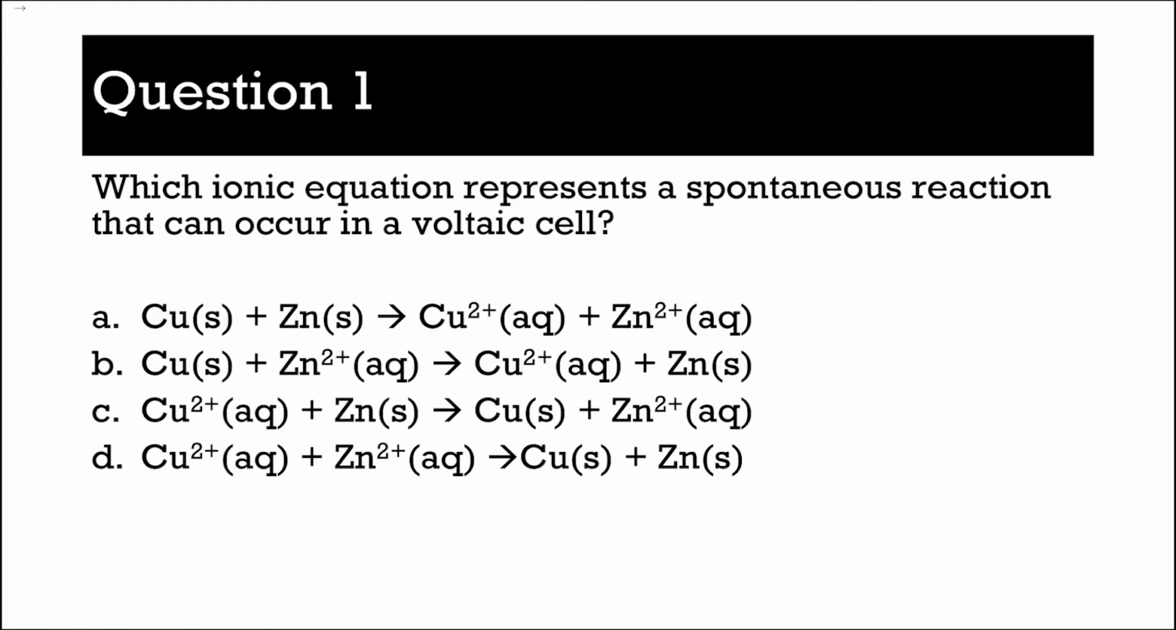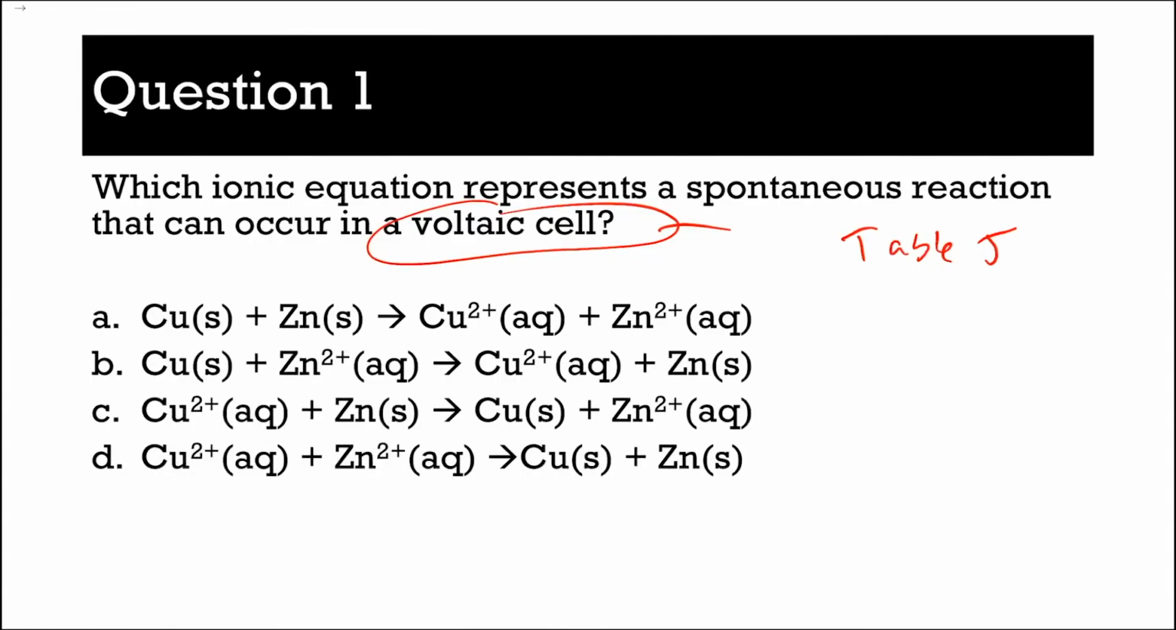Question 1 says, which ionic equation represents a spontaneous reaction in a voltaic cell? So right here, voltaic cell is one of your keys. So how are you supposed to even start this? Well, first you want to look at table J. Figure out which one is higher and which one is lower, because you want to figure out which one is the anode, which one is the cathode, and then which one is reduced, which one is oxidized.